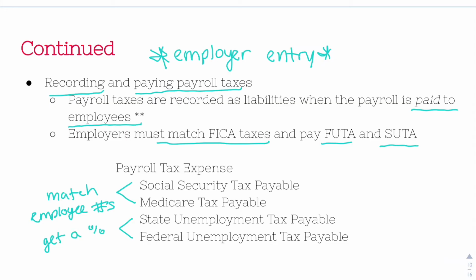And once you figure out all the taxes you owe, you'll get a total amount for it, and you're going to debit payroll tax expense for the total amount, and then you're going to credit all of your tax payables individually. And this is what the full journal entry will look like right here. And this, again, is your employer entry. So it's basically just handling all of the taxes payable and figuring out what your total payroll tax expense is associated with paying your employees.